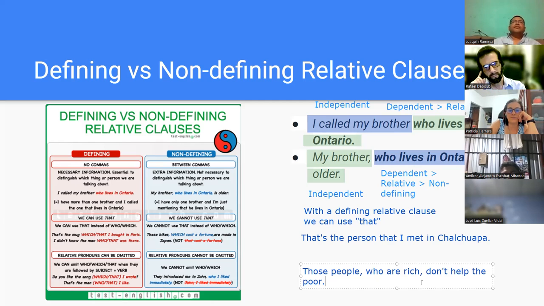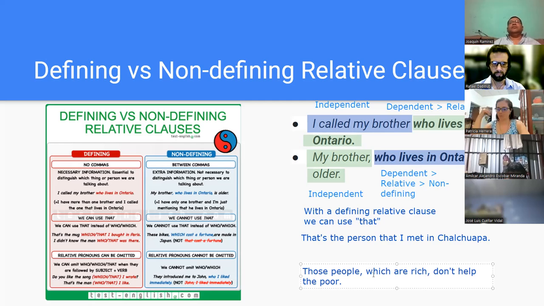So here, guys, the thing is that we cannot use that, right? But we can use who or which. So yes, we can use who, guys. You can say those people who are rich don't help the poor, or which are rich don't help the poor. All right, so we can do that. Very good, guys, very good.